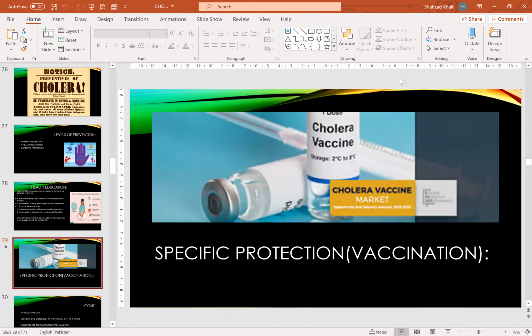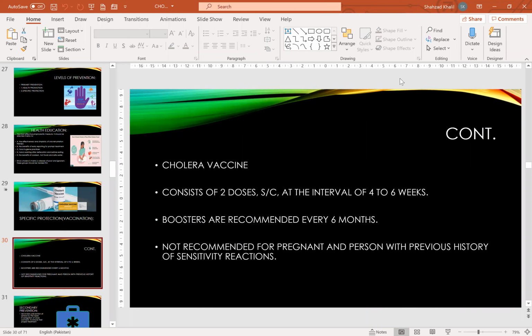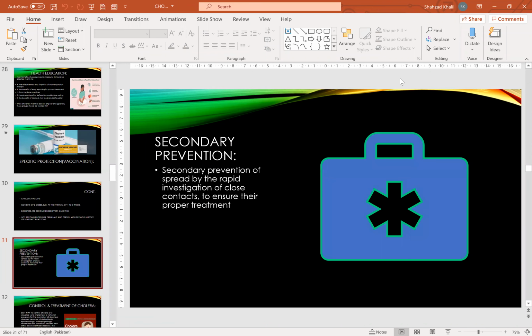Specific protection includes the vaccine. Cholera vaccine consists of two doses given subcutaneously at an interval of 4 to 6 weeks. Boosters are recommended every 6 months. Not recommended for pregnant women and persons with previous history of sensitivity reactions. Then comes the secondary prevention, which is the prevention of spread by rapid investigation of close contacts to ensure their proper treatment.